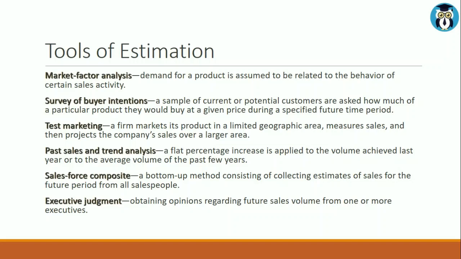Sales force composite is basically the opposite of a trend analysis. In this, what you do is you go down to your salesperson, you ask him, look, tell me how many units can you sell in your territory. Then you take all of these numbers and you aggregate them, you add them up together, and that gives you a fair enough idea that okay, fine, from the ground level, this is what the salespeople are telling me.